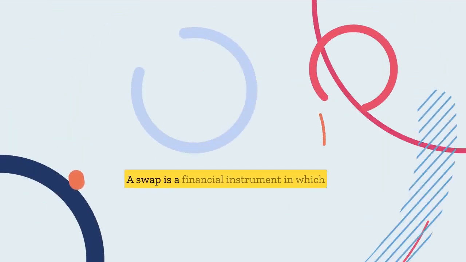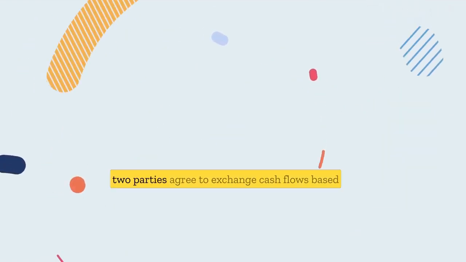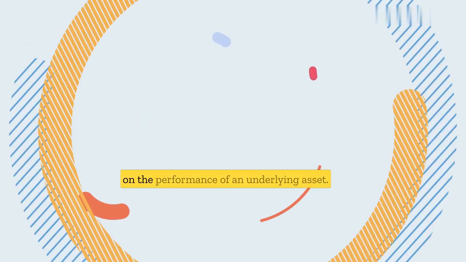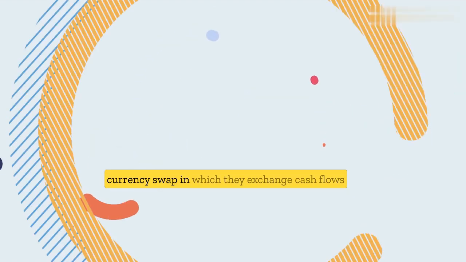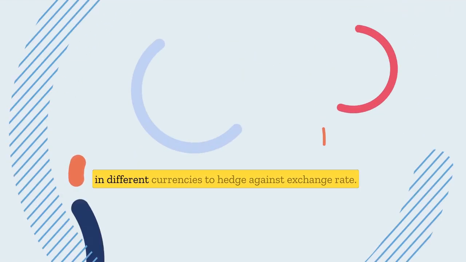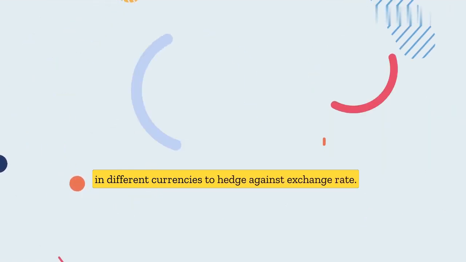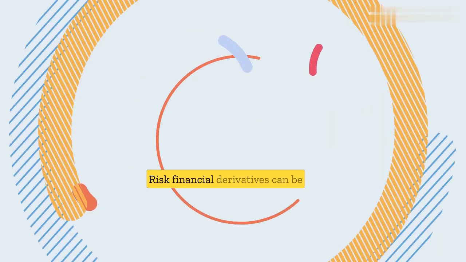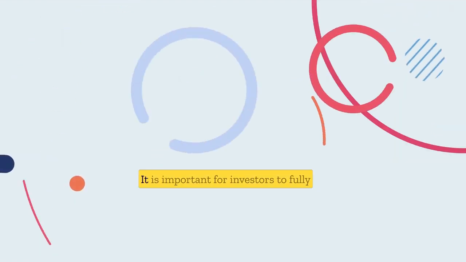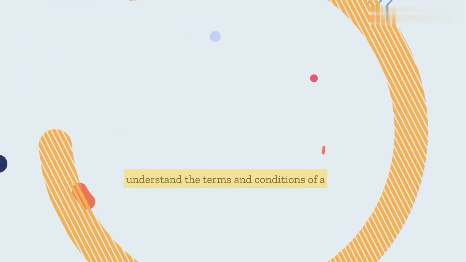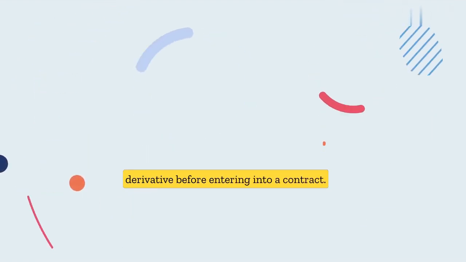A swap is a financial instrument in which two parties agree to exchange cash flows based on the performance of an underlying asset. For example, two companies might agree to a currency swap, in which they exchange cash flows in different currencies to hedge against exchange rate risk. Financial derivatives can be complex and carry significant risks. It is important for investors to fully understand the terms and conditions of a derivative before entering into a contract.